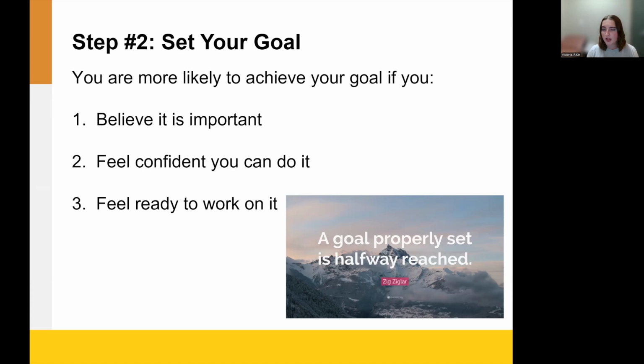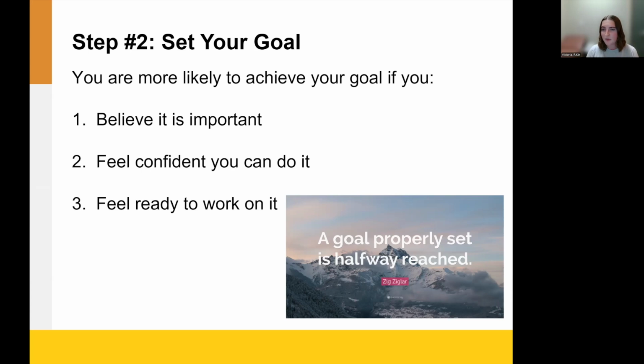So step two, set a goal. We know a few things about goal setting. You are more likely to achieve a goal if you believe it is important. So I don't care who you are. If you set a goal that doesn't matter to you, you're probably not going to get very far, right? Your goals have to be important to you. That really drives us to try to achieve them. So my goals and your goals might be a little bit different, but it doesn't matter what I think, right? It should be important to you.